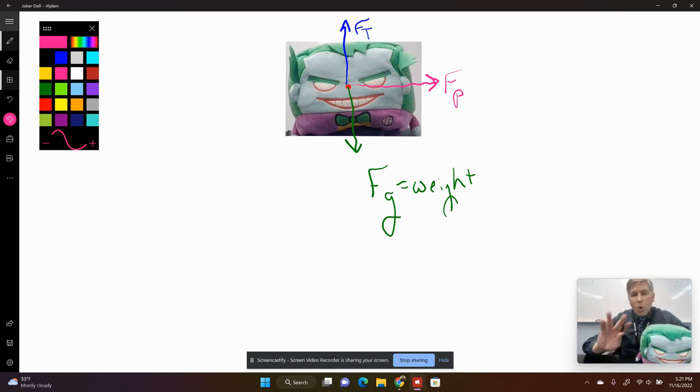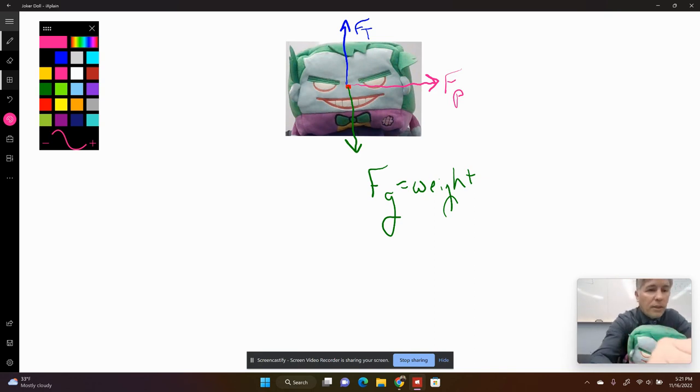Now, if those were the only three forces acting on him, he would be accelerating because you would have a net force. This pink FP would be applying a force and causing an acceleration. That's Newton's second law. But I don't want that. I want him moving at a constant speed across the floor. So how do I do that? How do I get that constant speed?